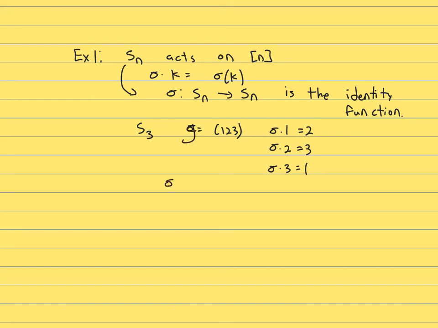Well, let's call this G, actually. So what's sigma of G? Sigma of G of 1 is 2. Sigma G of 2 is 3. Sigma G of 3 is 1. Oh, look, sigma of G is just 1 goes to 2 goes to 3.